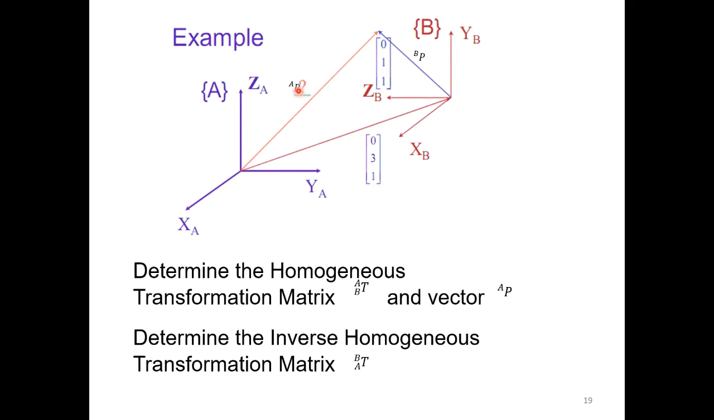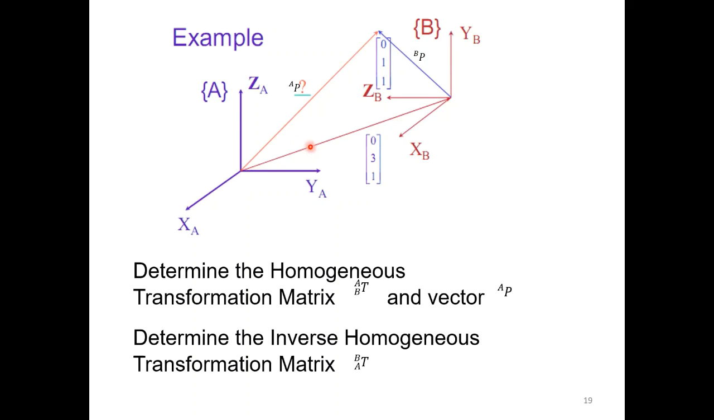And then if you want to calculate AP, what do you do? You have this vector, but you cannot add it straight away. You have to pre-multiply it with the rotation matrix and then add. But if you get the homogeneous transformation matrix, you don't have to do these two processes separately. You can do it in one process.